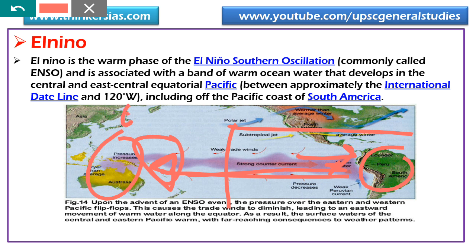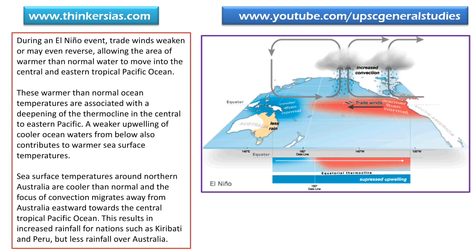And here, because of the warmer sea surface temperature, air pressure reduces and temperature increases, which results in undesirable rainfall on the coast of South America. So that is the event here. Okay, I hope this helps you in understanding.